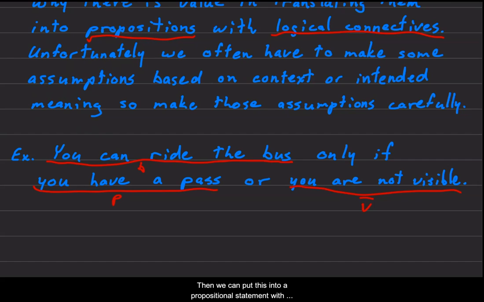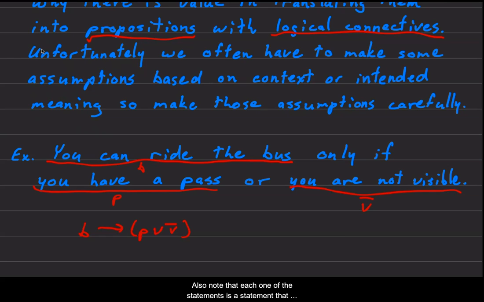Then we can put this into a propositional statement with logical connectives. So we can say you can ride the bus only if, and then we'll put this inside parentheses, you have a pass or you are not visible. Note that the choice of letters was rather arbitrary. We just happened to choose letters that seemed to make sense based on what they were representing.